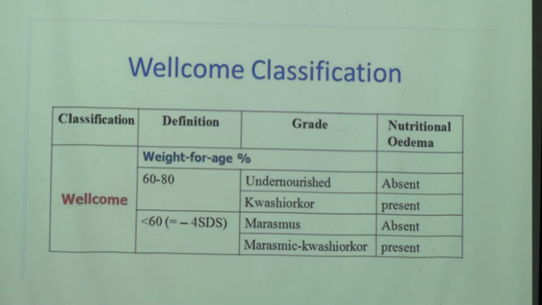If it is 60 to 80%, it's undernourished, but edema is absent. 60 to 80% again, if edema is present and undernourished, it's called Kwashiorkor. Remember the letter O: Kwashiorkor, and edema. If it is less than 60%, it is Marasmus. There is no edema in Marasmus. Marasmic Kwashiorkor, there is edema. So you have a combination of Marasmus and Kwashiorkor, which is called Marasmic Kwashiorkor, in which there is edema. Next.